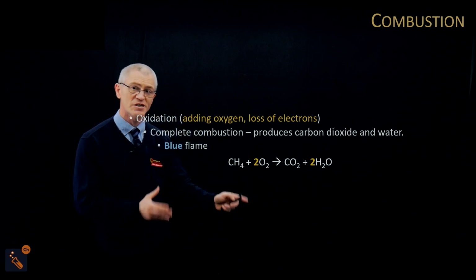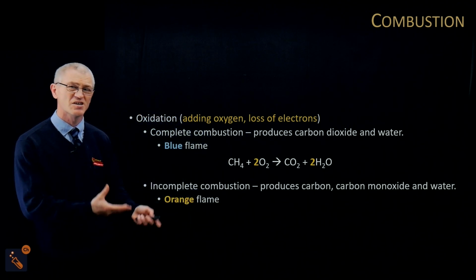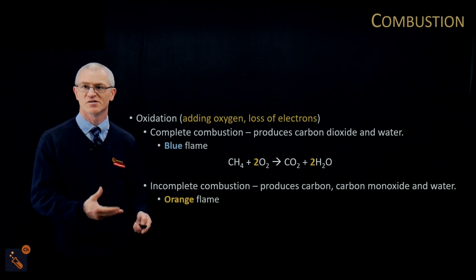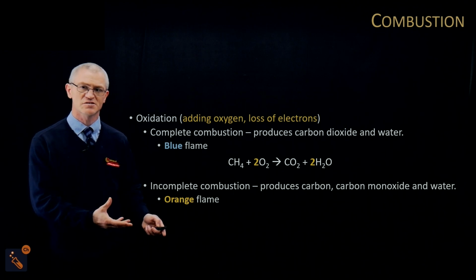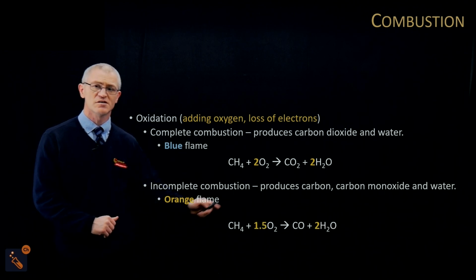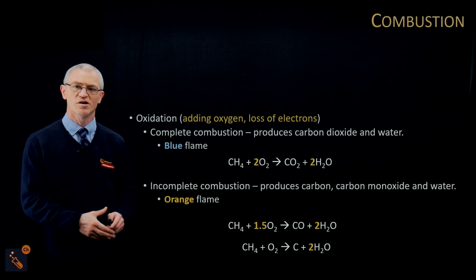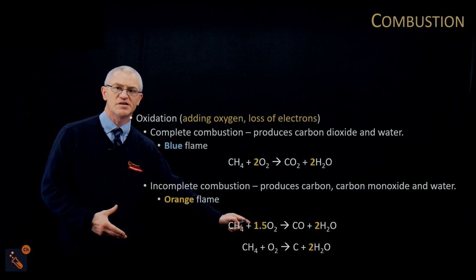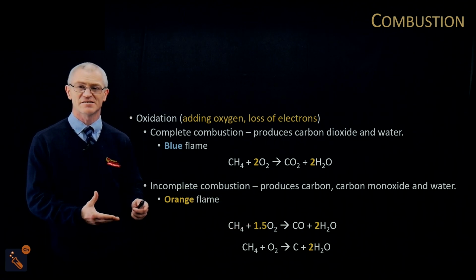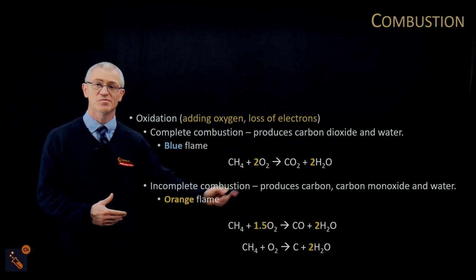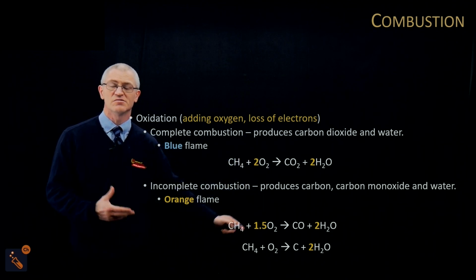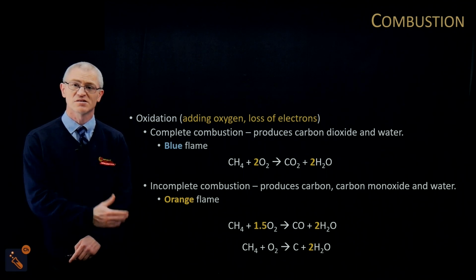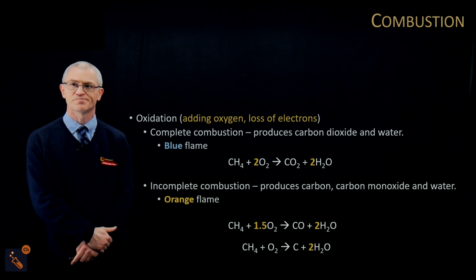So as you go to incomplete, which is the next part here, so incomplete combustion, less oxygen produces that orange flame and can produce carbon, carbon monoxide and water. So let's do 2 examples, one with carbon monoxide, and you can see here less oxygen, and one with just carbon. So you can see the amount of oxygen is going down, so it's being oxidised less, and as you can see there's less oxygens on the carbon, so CO2 going to CO, going to C. So we're getting less oxidation there. And that produces less energy as well.